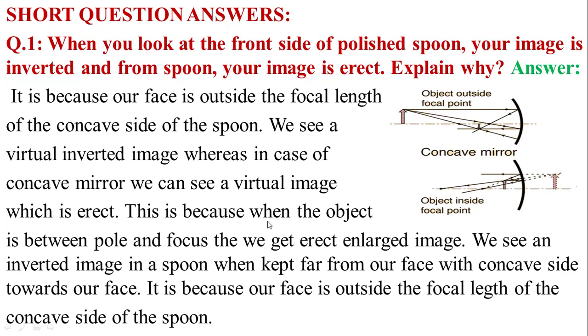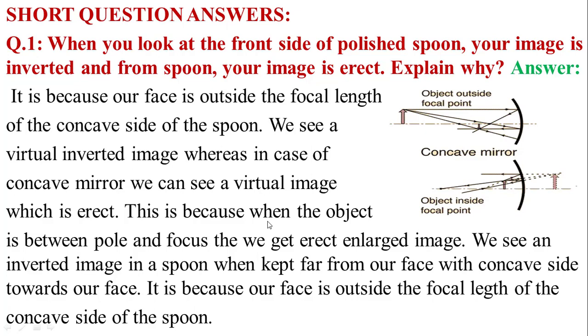In the explanation of your answer, it is because your face is outside the focal length of the concave side of a spoon. We see a virtual and inverted image, whereas in the case of a concave mirror we can see a virtual image which is erect. This is because when the object is between the pole and the focus, we get an erect and enlarged image.